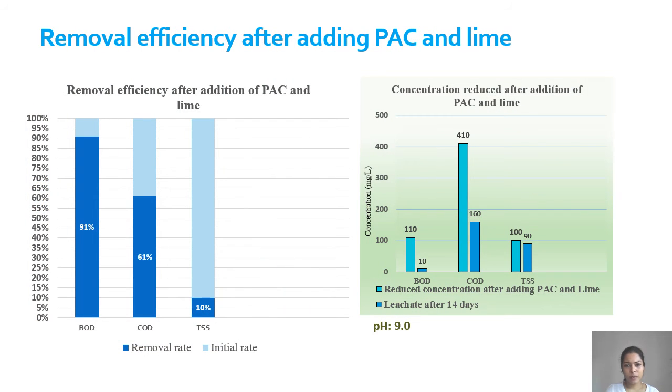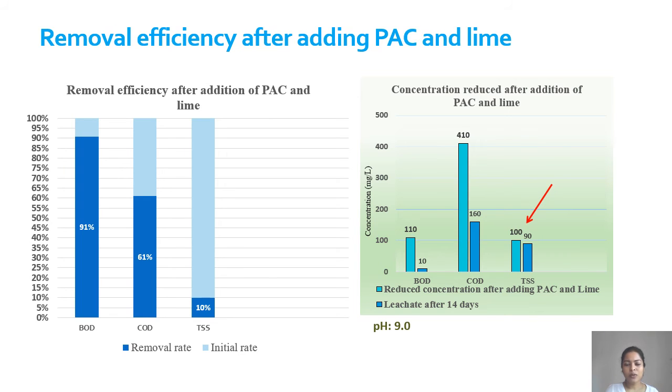Treatment with polyaluminium chloride and lime, the BOD level was reduced by 91%, COD by 61% and total suspended solids by 10%. The pH level had turned alkaline. This was mainly due to the addition of polyaluminium chloride and lime based on observations. Therefore, it can be balanced and reduced by adding the optimal dosage to the system.